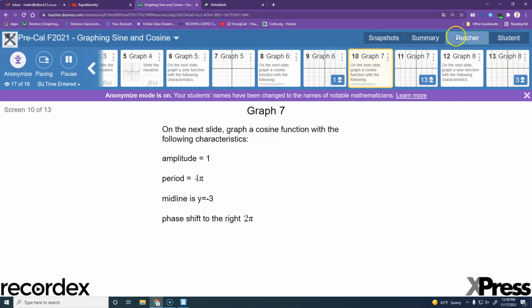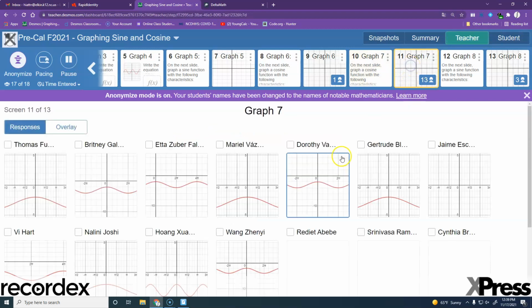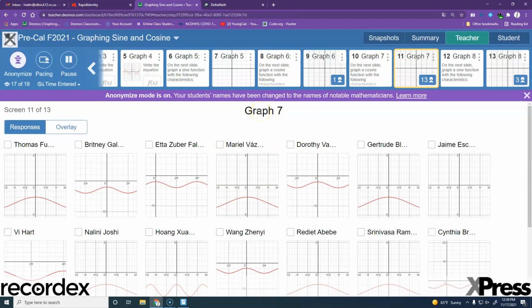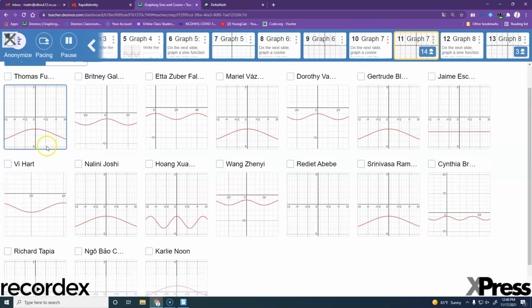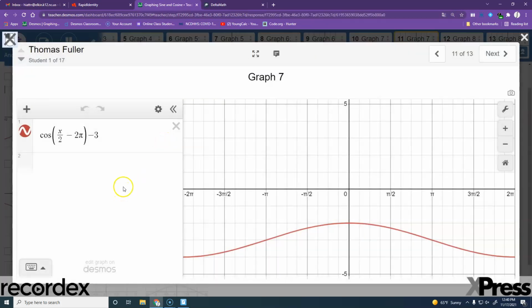All right, let's see what we've got here. Several of these look similar. It's a little hard to tell with the graph. Let's just see what we have here. So for Thomas, amplitude of 1, so you should not have a number in front of your cosine. Or if you do, it should be 1. Midline at -3, so we have this -3 on the end. Does that look good?